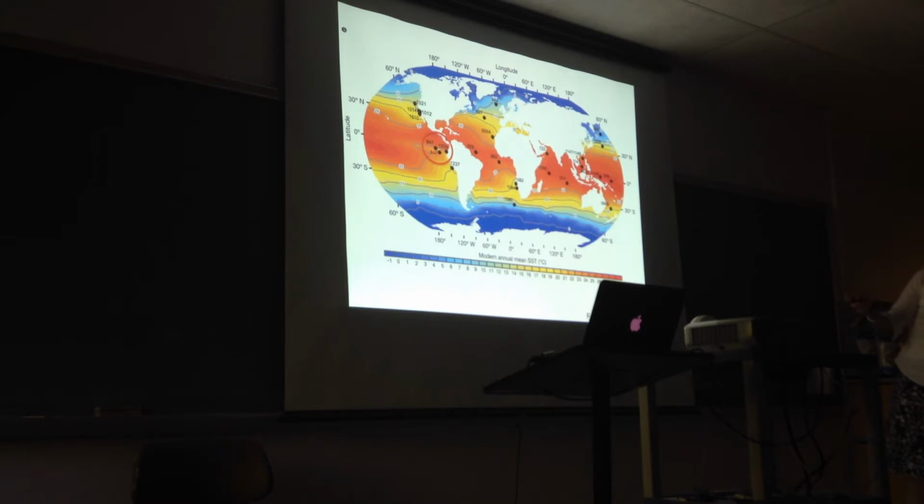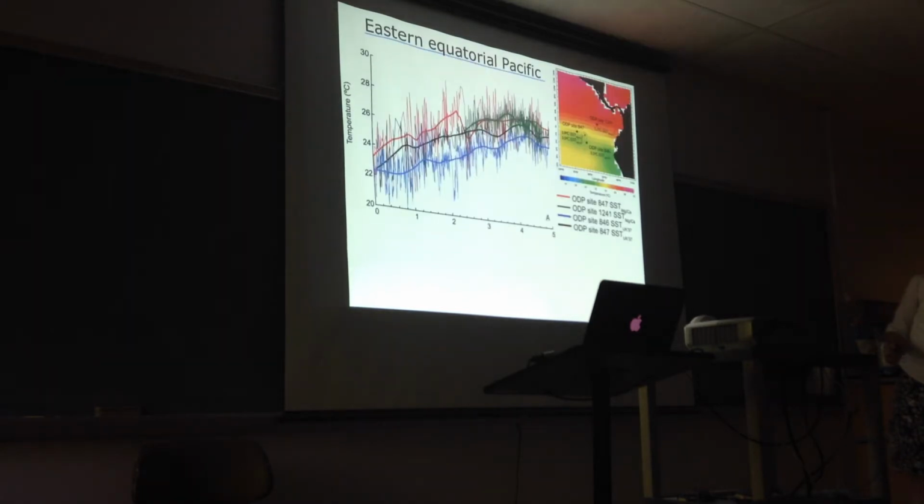So I'm going to start out by showing you records from the eastern equatorial Pacific. So these are the sites here, and these are the different temperature records. So we've got different sites. On this detailed map, these little speckles here are the Galapagos Islands.